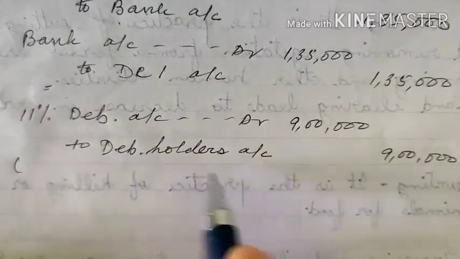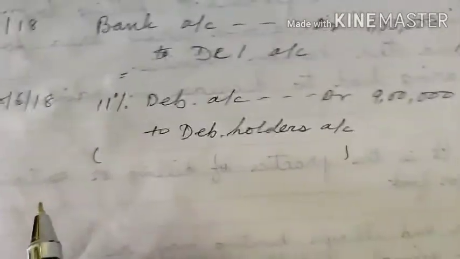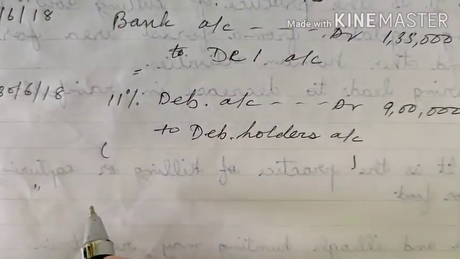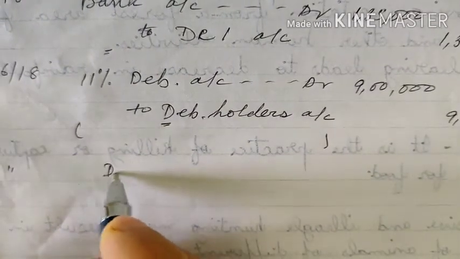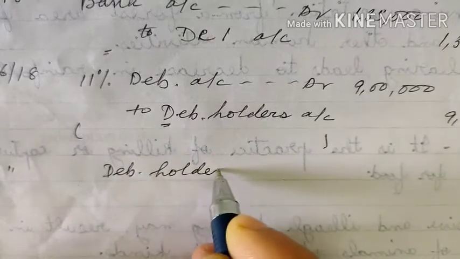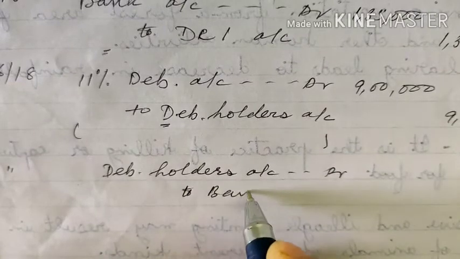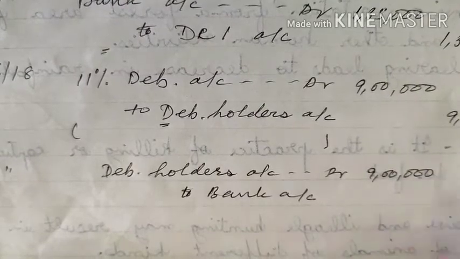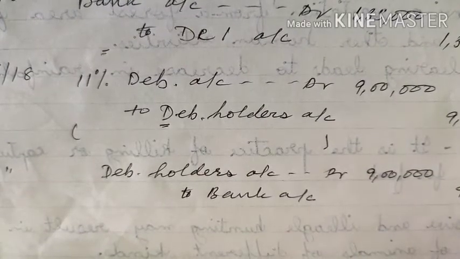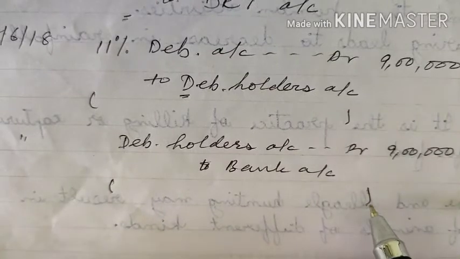And the narration here will be: being the amount due to the debenture holder. Same date. Now the amount paid to the debenture holder. So this debenture holder will become debit now. Debenture holders account debit. Money is going out, so to bank account credit. So amount paid is 9 lakhs here. Same amount is here, and being the amount paid to the debenture holder.